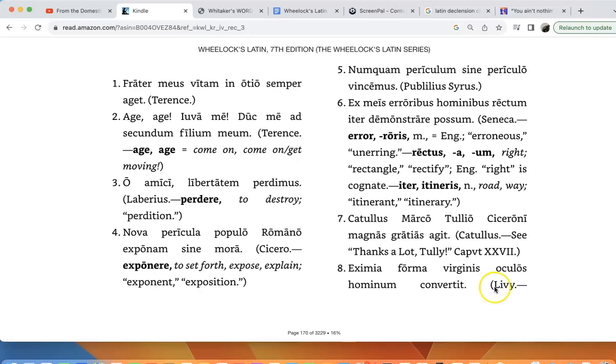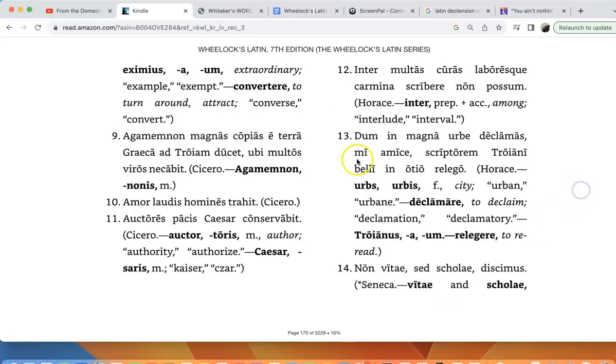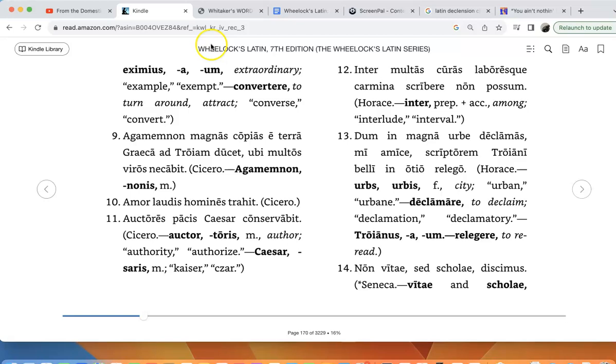All right, so next we go to Livy, the Roman historian. Eximia forma virginis oculos hominum convertit. This one, we have to look at our vocab here. So extraordinary, eximius. So we're going to go extraordinary, and then to convert. Convertere means to turn around or to attract. Converse and convert are English derivatives.